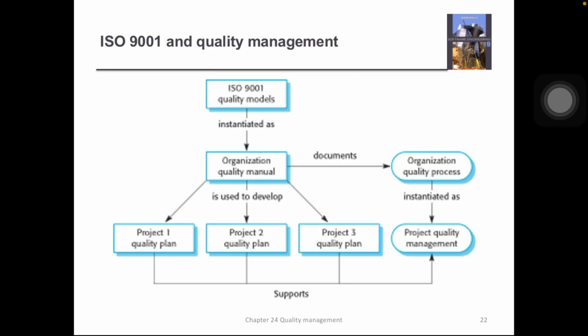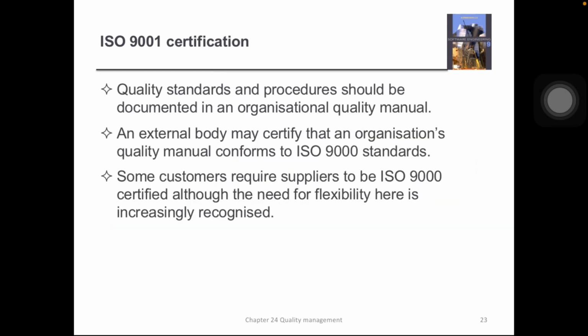ISO 9001 in quality management. Ito yung sample. Quality management. ISO 9001 certification: quality standards and procedures should be documented in an organizational quality manual. An external body may certify that an organization's quality manual conforms to the ISO 9000 standard. Some customers require suppliers to be ISO 9000 certified, although the need for flexibility here is increasingly recognized.